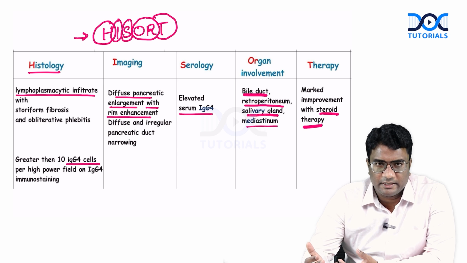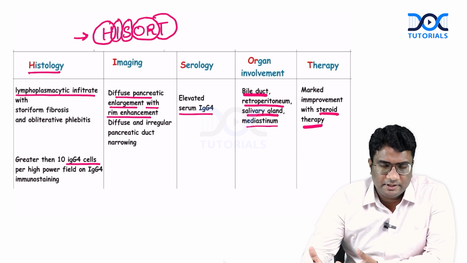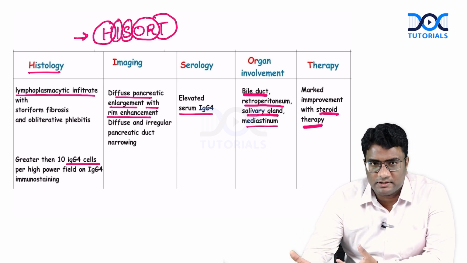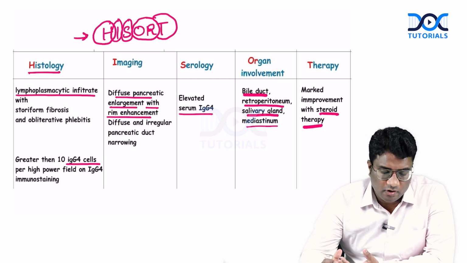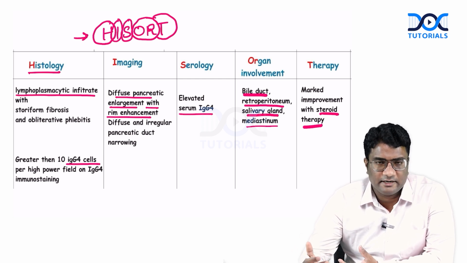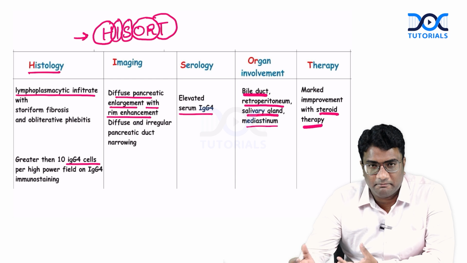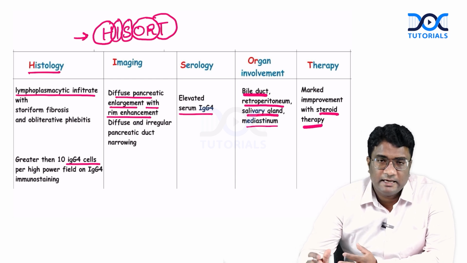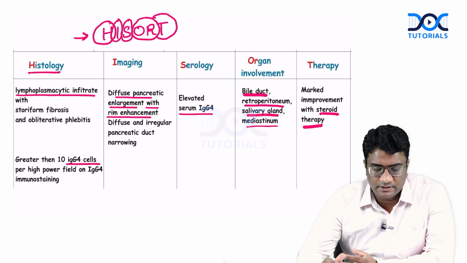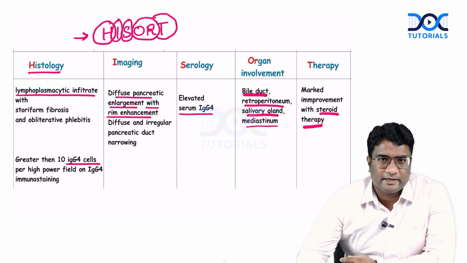This is the HISORt criteria. The histology showing lymphoplasmacytic infiltration, imaging showing a sausage-shaped pancreas, the serology showing elevated IgG4, organ involvements like the salivary gland, retroperitoneum, bile duct and mediastinum, the IgG4-related conditions, and the treatment response with steroids, all of this indicates autoimmune pancreatitis.